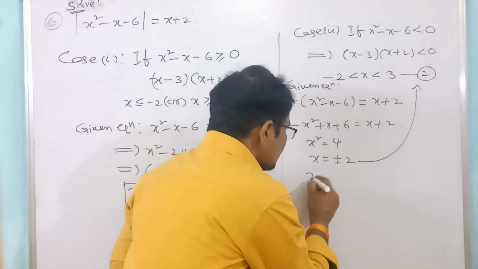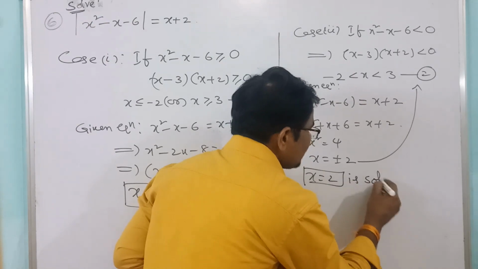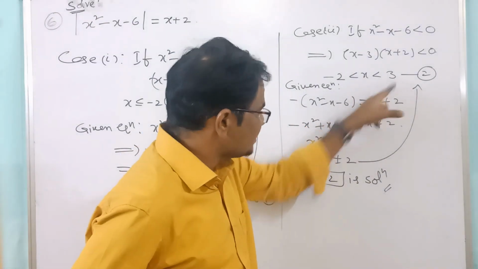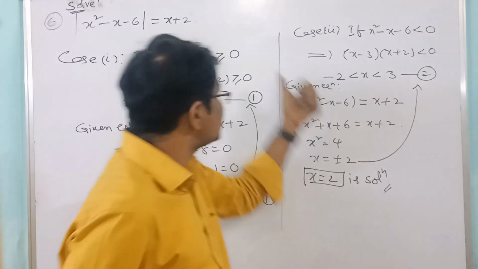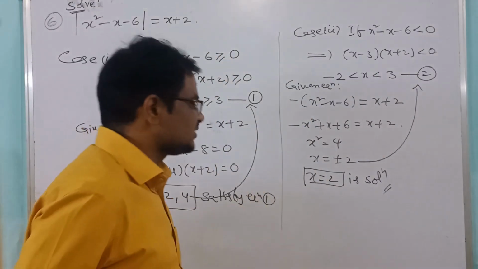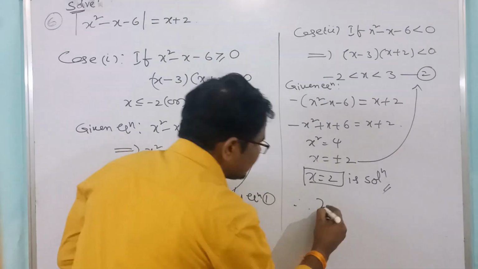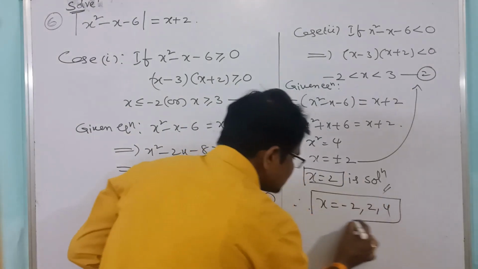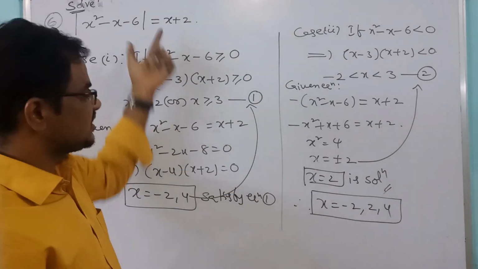So that's why only x equal to 2 is a solution, because x equal to 2 means x less than 3, so x equal to 2 satisfies this condition. So that's why x equal to 2 is a solution of this given equation. Means the totally complete solution is what? x equal to minus 2, 2 and 4. So these three values satisfy the given equation.